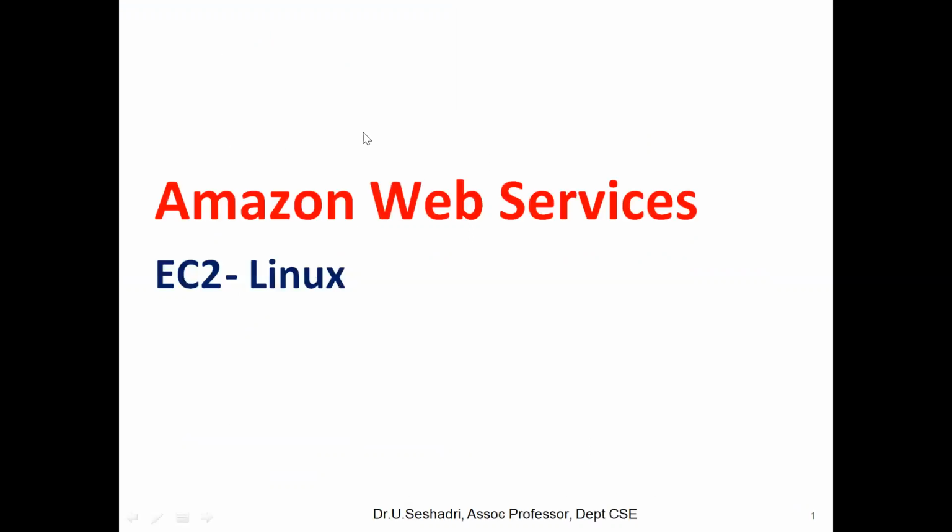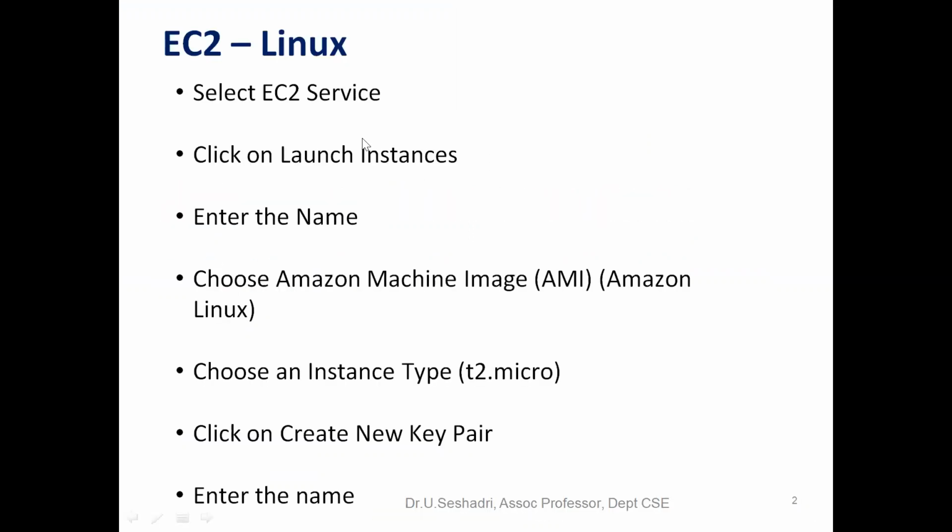First we can select the region. You may choose any region you are launching the instance in. We can select the service EC2. Click on launch instances. We can enter the name. You may give any name, or you can give your own name. You have to enter the instance name. Here I am entering the instance name as Linux server.